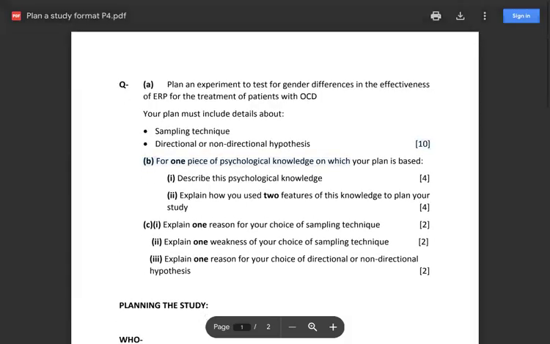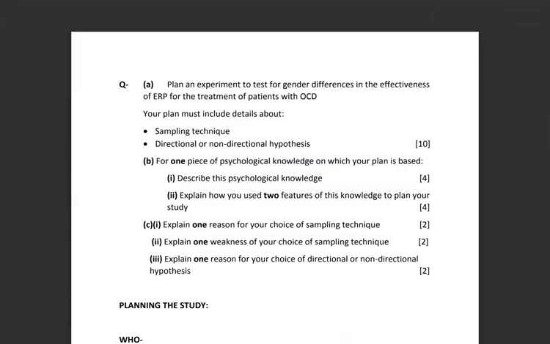The question in A2, be it clinical psychology, consumer, organization, or health, will always be based on a topic from the syllabus. Like I said, this is ERP, the study by Lemkool, the psychological treatment and management of OCD. So it's always going to be based on some topic from the syllabus.